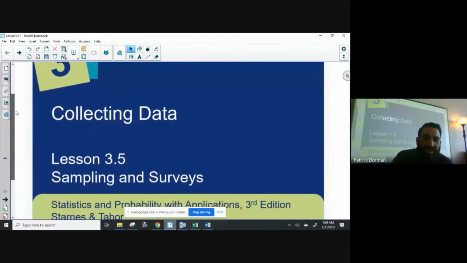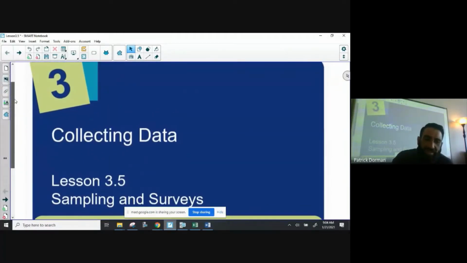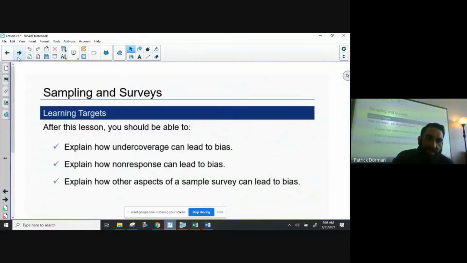Chapter 3, well, 3.5, we're talking about sampling and surveys and different ways to do it. So we'll talk about what undercoverage is, how that leads to bias, right? Systematically favoring one response over another. We'll talk about non-response bias and other things that can lead to bias in a sample survey.